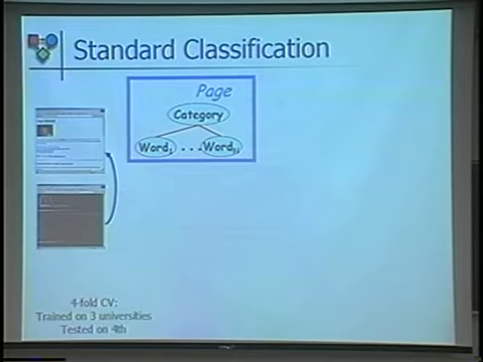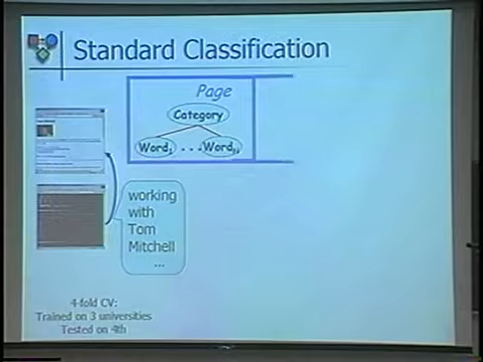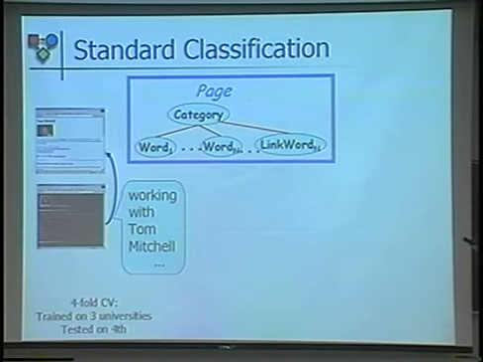You can do a little bit more clever than that by noticing, for instance, that the words on pages that are linked to it also have content. So, for example, if the anchor text of this page says working with Tom Mitchell, you can take those words and add them as features to the page. So you're still classifying each page in isolation, but you've enriched the feature space. You now look not only at the words on the page, but also on words on the anchor link.